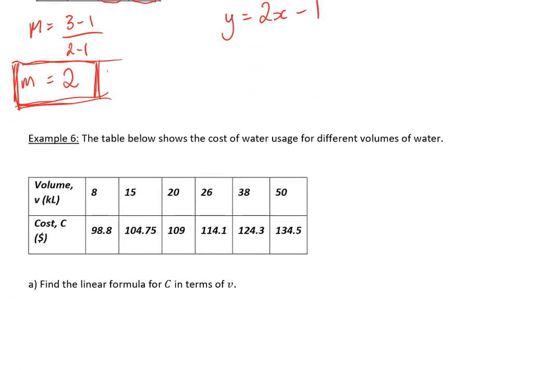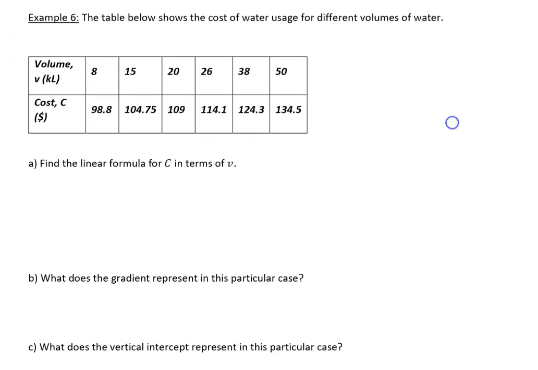Now we might sometimes substitute into that equation to help find the y-intercept. I'm going to show you how that works here in example 6. But first of all, we need to find the gradient. I'm going to do that using these pairs here, but any two pairs of coordinates are going to be fine.